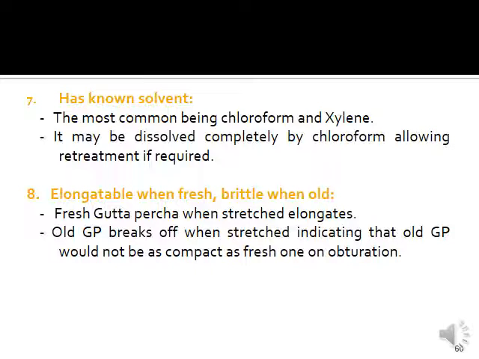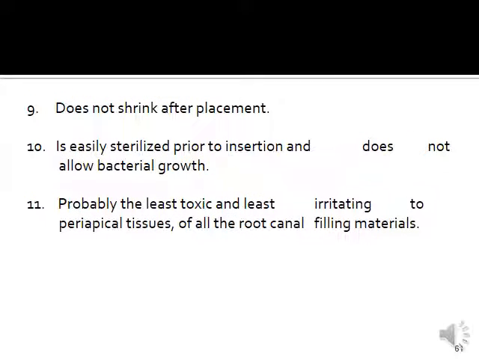Elongatable when fresh, brittle when old. Fresh gutta percha is elongatable when stretched. Old gutta percha breaks off when stretched, indicating that old GP would not be as compact as fresh GP on obturation. Placement: easily sterilized prior to insertion and does not allow bacterial growth. Probably the least toxic and least irritating to periapical tissue of all root canal filling materials.